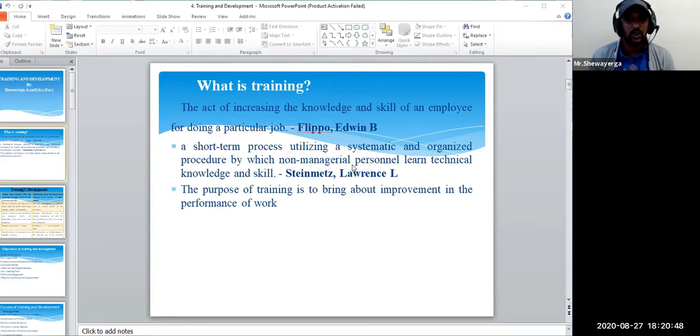So it is a short-term process utilizing a systematic and organized procedure by which non-managerial personnel learn technical knowledge and skill. The purpose of training is to bring about improvement in performance of work. That is the purpose of both training and development: to improve the performance of employees.